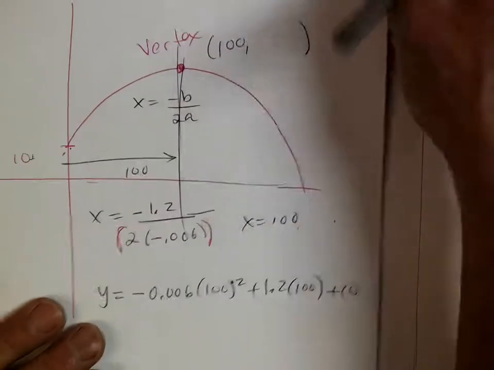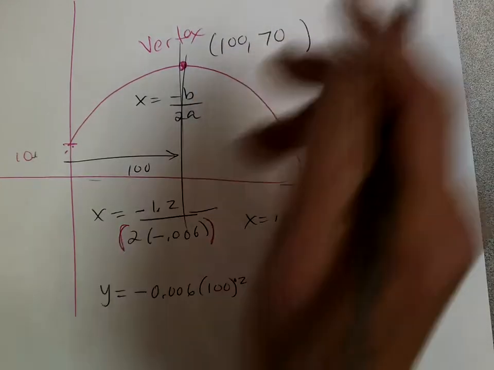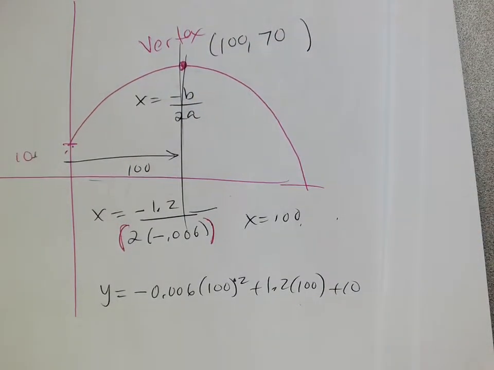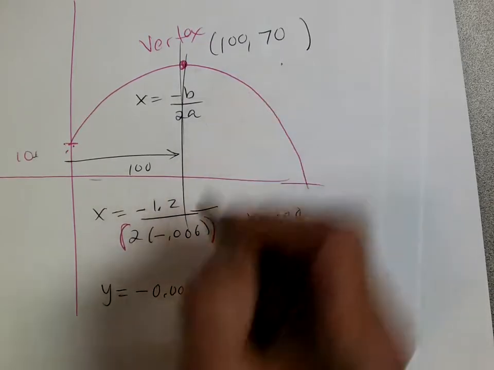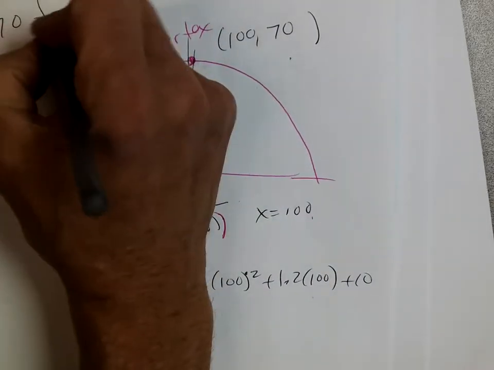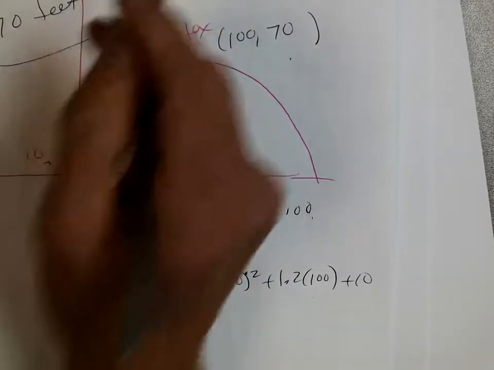Let me go back up here. Now, what is the greatest height the water reaches? 70 feet, that's the y value. So we can say 70 feet is the highest height.